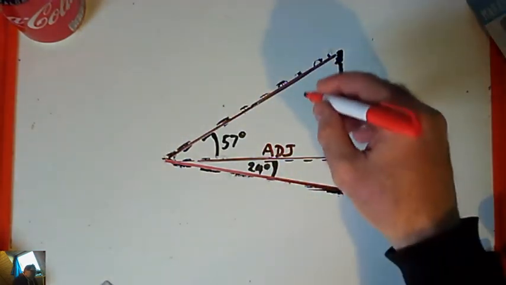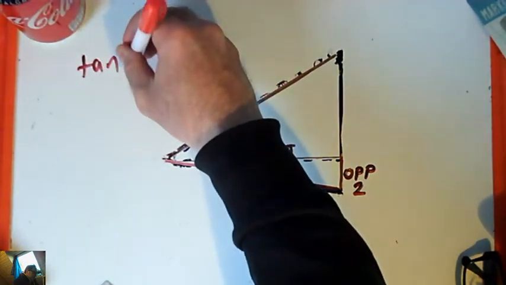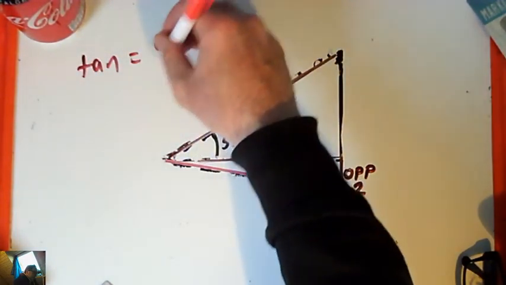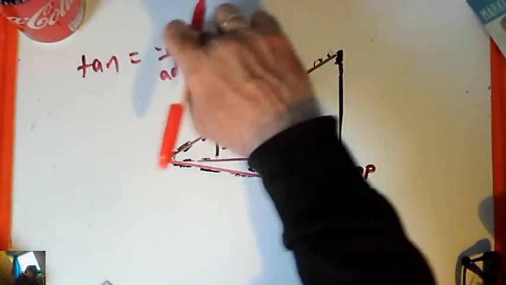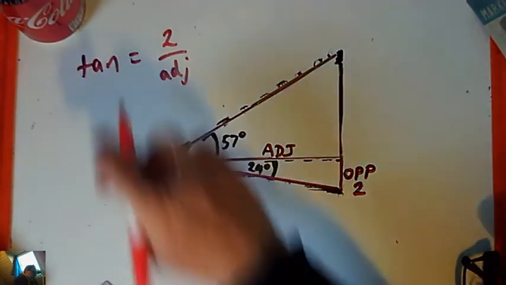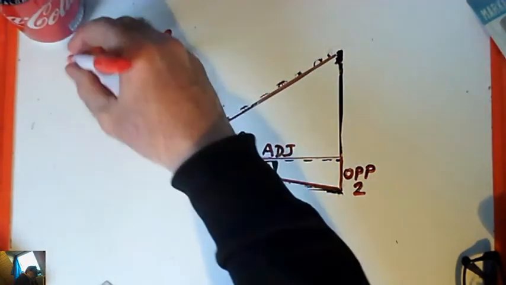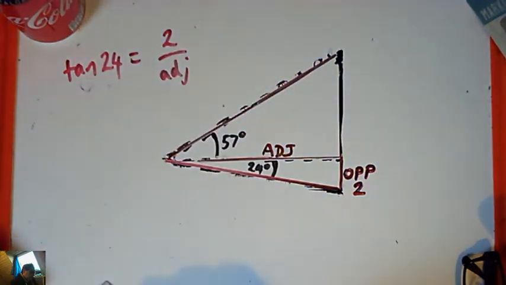So we've got opposite and adjacent. That's tan. Generally speaking, tan equals opposite over adjacent, and in this particular case the opposite is 2, so I can just put 2 there, and we're talking about the tan of 24. Tan of 24 equals 2 over the adjacent side.